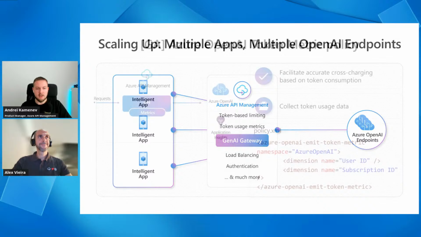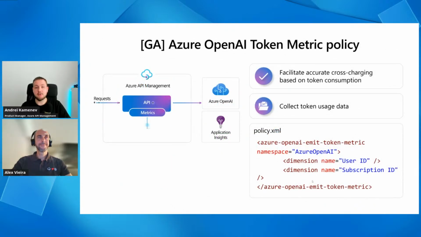So the first one is the Azure OpenAI token metric policy. Being between your applications and the Azure OpenAI API, Azure API Management can capture the token usage and send these metrics to Application Insights. We've made it very easy to configure with a simple policy where all you need is to specify the namespace that you want to use to store those metrics, and set the dimensions to break down the usage by subscription keys used in API Management, by IP address, or any other arbitrary key that you can use to identify different consumers of your Azure OpenAI APIs. That also allows you to do cross charges later on based on token consumption per application, development team, department, and so on.